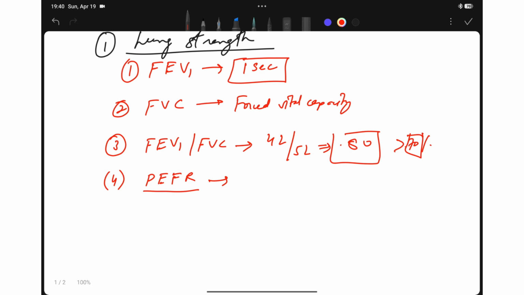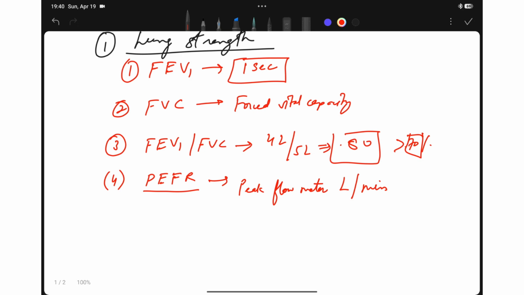And the peak expiratory flow rate is the maximum air forcefully exhaled by the patient after a deep inspiration in a peak flow meter, and it is measured in liters per minute. It's called peak expiratory flow rate. So these are the values which come under lung strength.